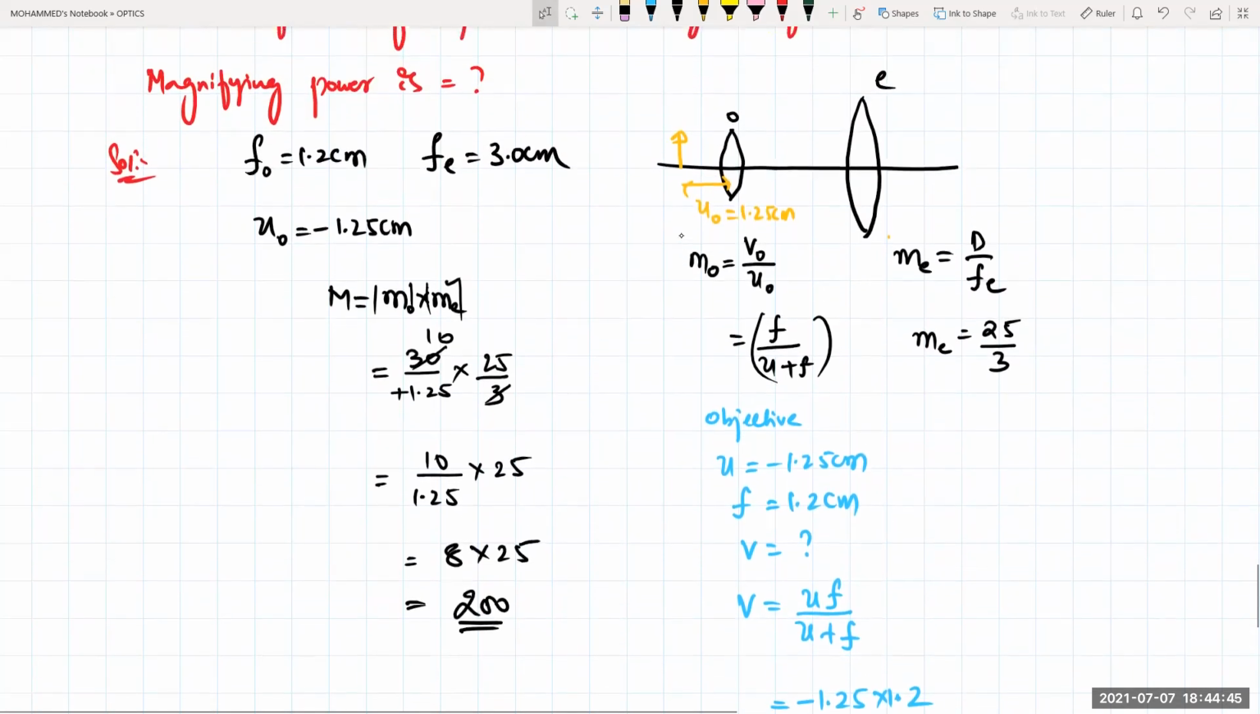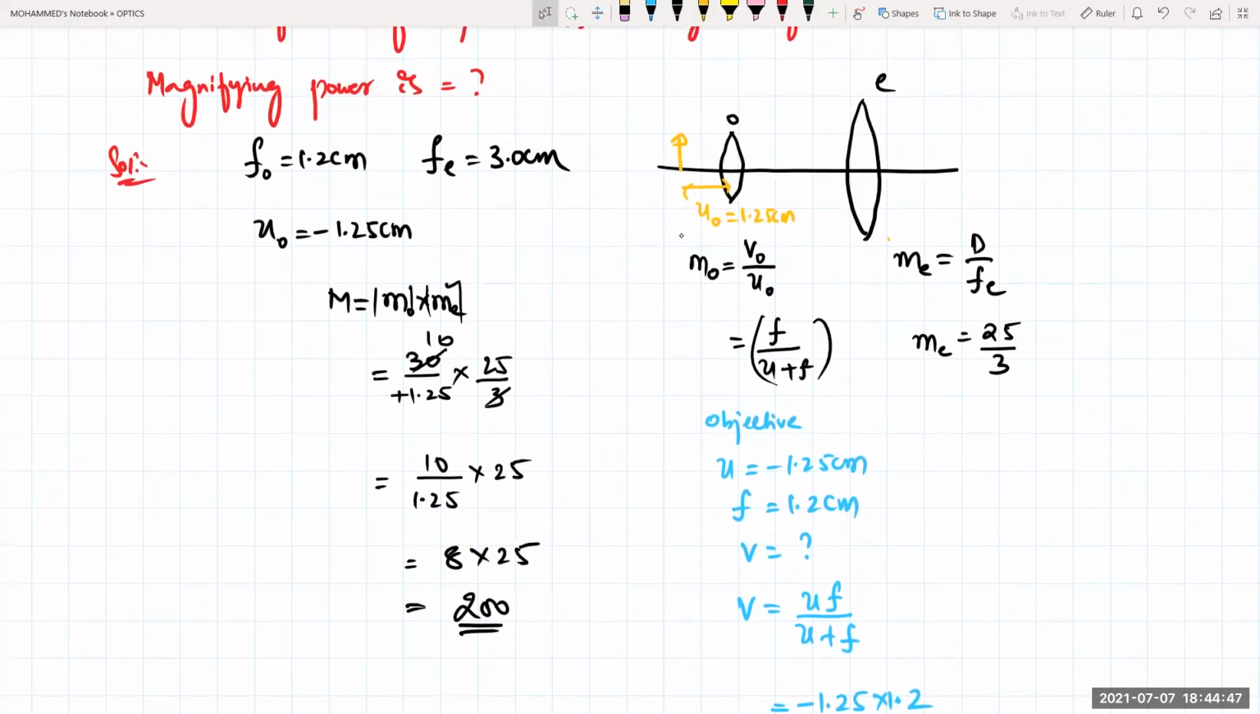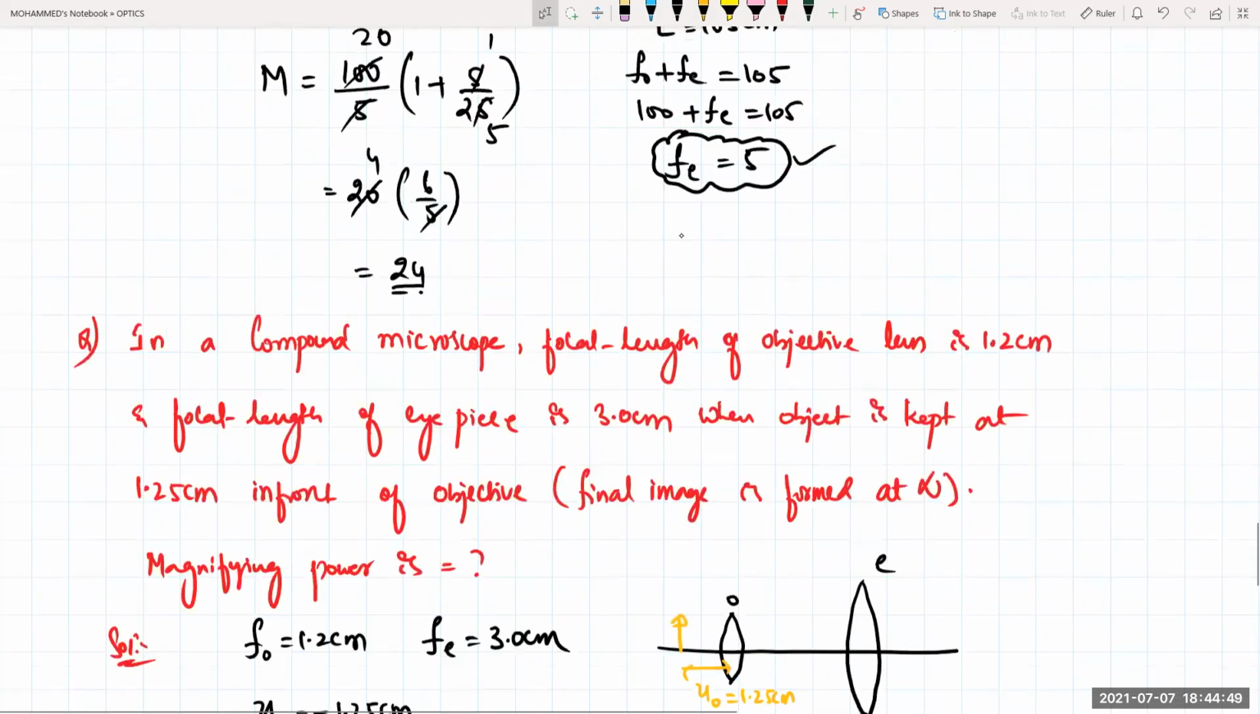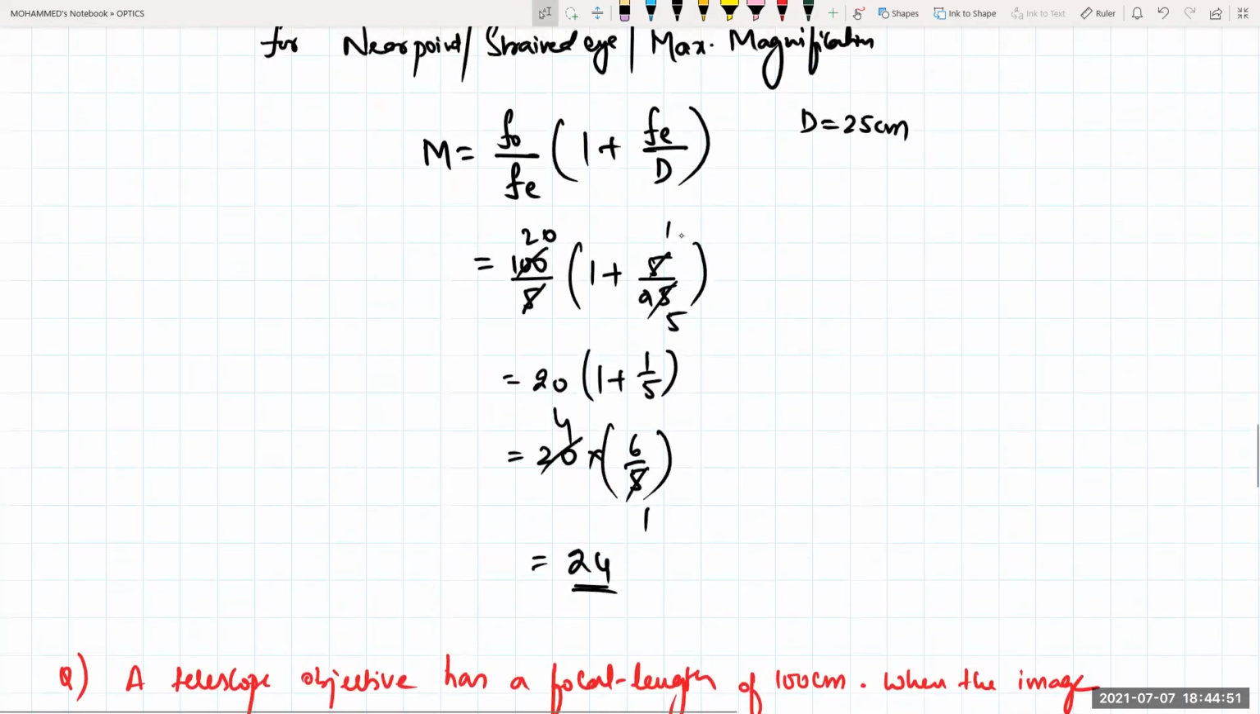You can even use the focal length formula and do it better, no problem. Yes, sir. Okay, just make sure of your formulas, then everything you can do easily and better, no problem with that. Yes, sir. Okay, sure.